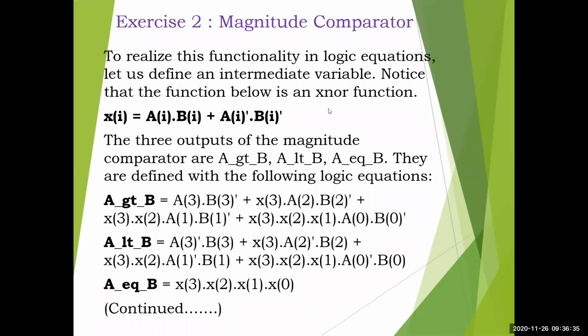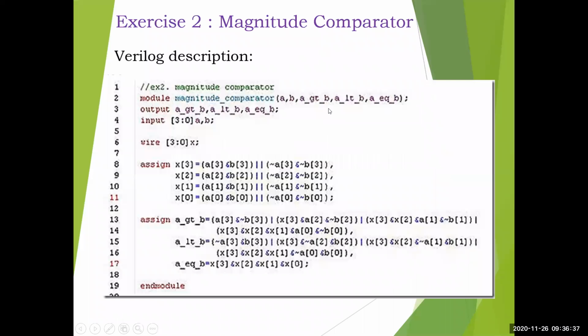So now we'll write the Verilog description for this. The Verilog description is very simple, I told you. Module magnitude comparator, name of the module, a and b are the 2 inputs, and a greater than b, a less than b, a equal to b are the 3 outputs I told you. So this is completely one. The names they have given are a underscore gt underscore b, a underscore lt underscore b, a underscore eq underscore b.